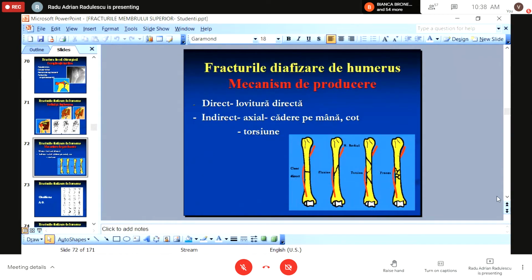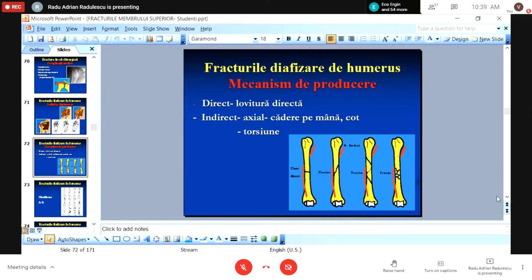The mechanism of these fractures may be direct, like a direct blow at the level of the arm, or non-direct, a fall on the hand with the elbow in hyperextension, or let's say a mechanism which is quite peculiar to this type of fracture is the game of Skandenberg. You probably heard about this, when two persons try to find out who is the most powerful of them.